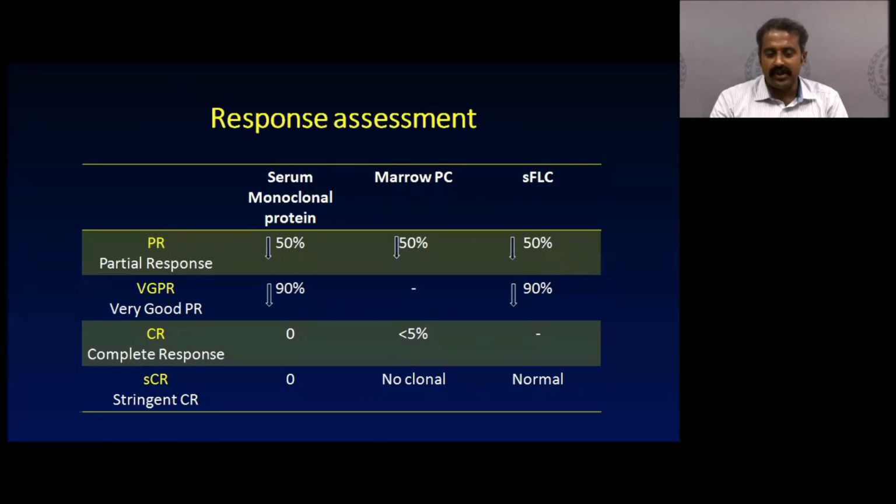If the monoclonal protein is decreased by 90% but not completely gone, you call it a very good partial response. If the monoclonal protein decreases by more than 50% and less than 90%, you call it a partial response. If you have a patient who has a complete response and there are no clonal plasma cells, and if the light chain ratio becomes completely normal, that's the deepest response that is available, and that is called a stringent complete response. So this is how the response is assessed after multiple myeloma therapy.